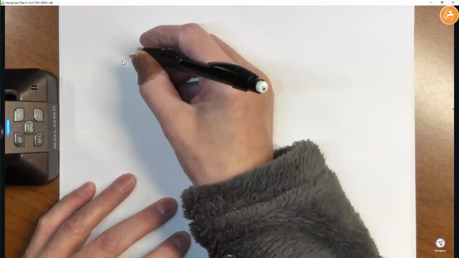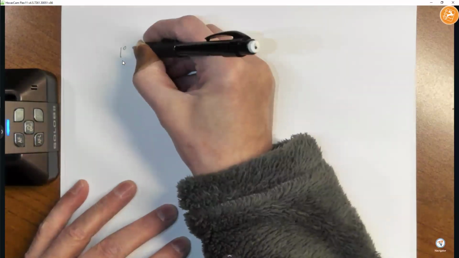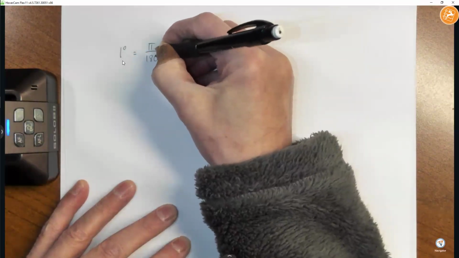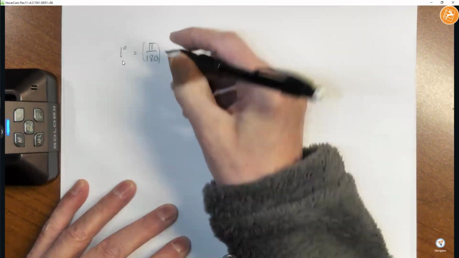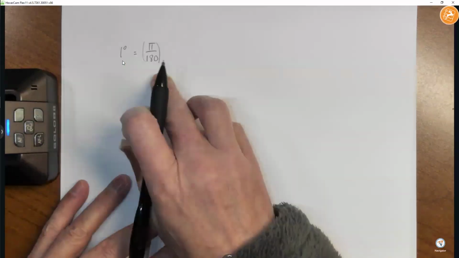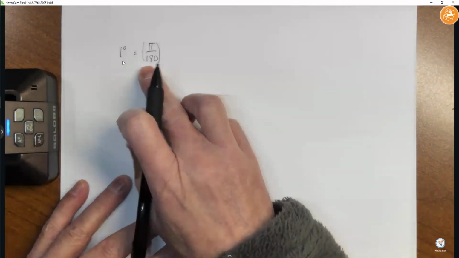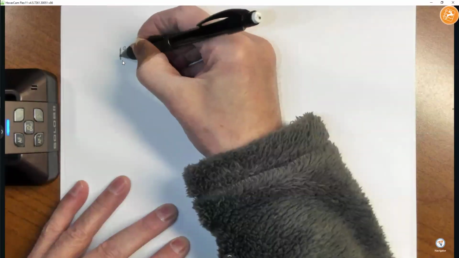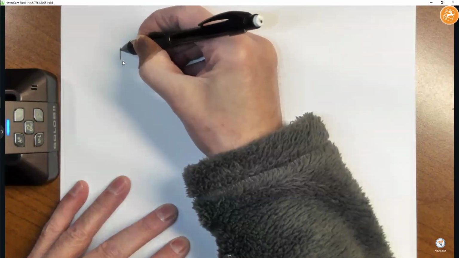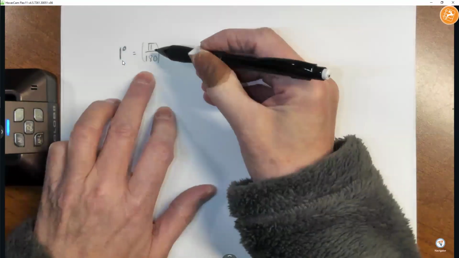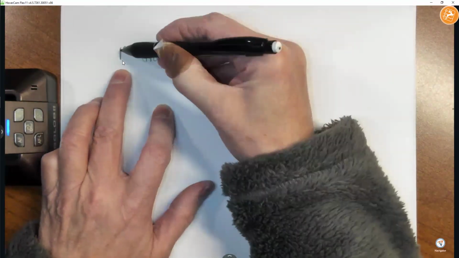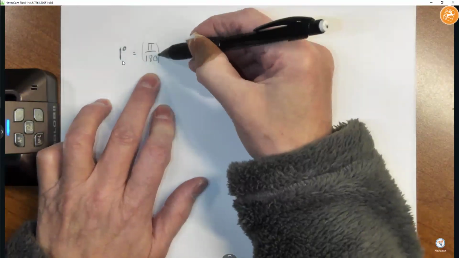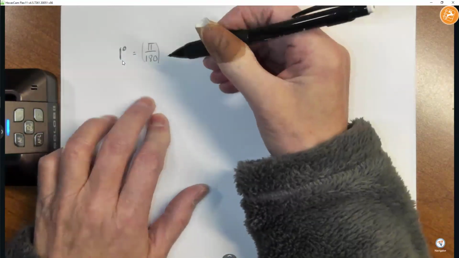Okay, so let's remember first of all that 1 degree is worth pi over 180 radians. It's a good time to point out that you can tell what type of angle we are talking about, degrees or radians. If we put the degree symbol in there, it's obviously degrees. If we leave the degree off, we must be talking about radians.